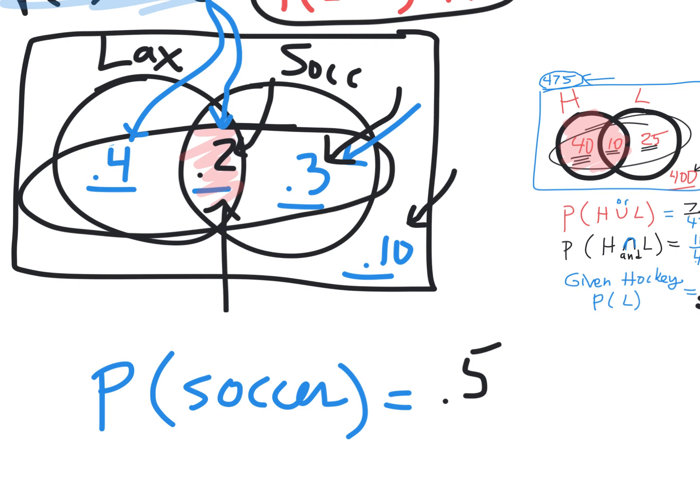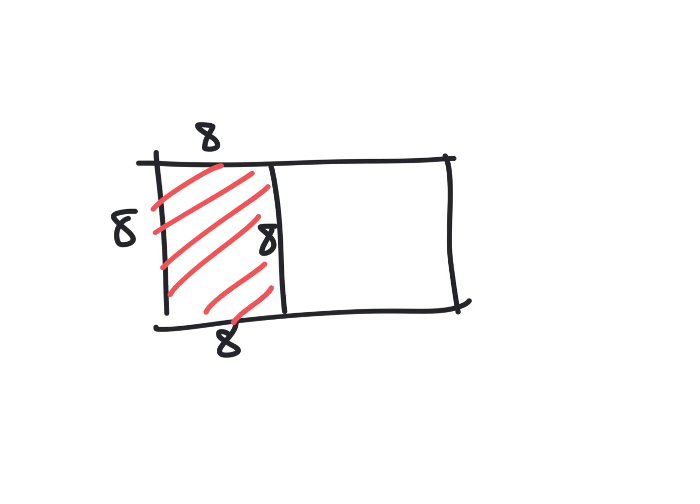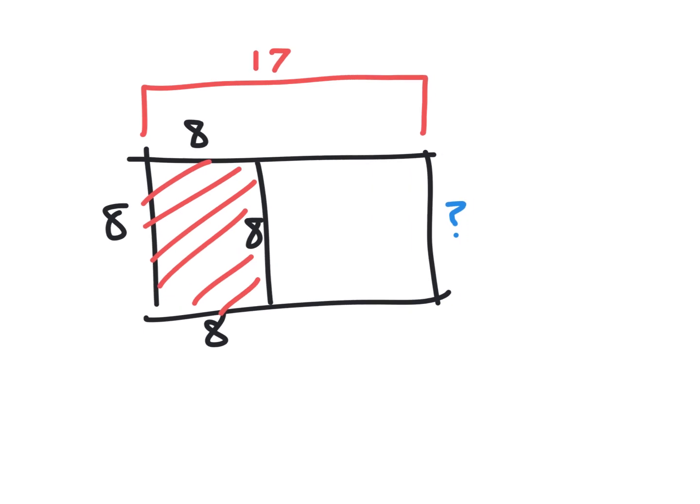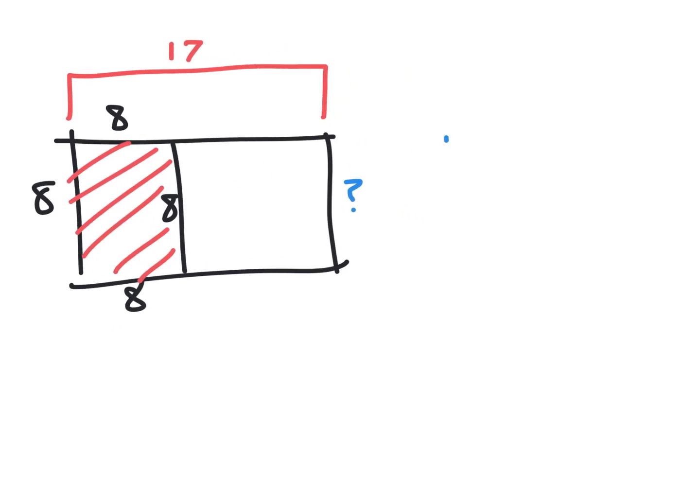Now, let's do another type of question that you had on a worksheet just yesterday. Let's say that this is 8, and this is 8, and this is 8, and this is 8. That makes it a square. Let's say that this total is 17. Can you figure out what that side is? Of course you can. My question is, what's the probability that you'd hit the red stripes?